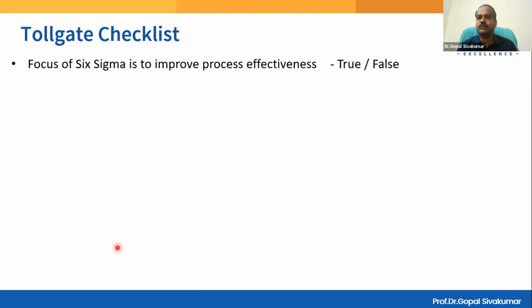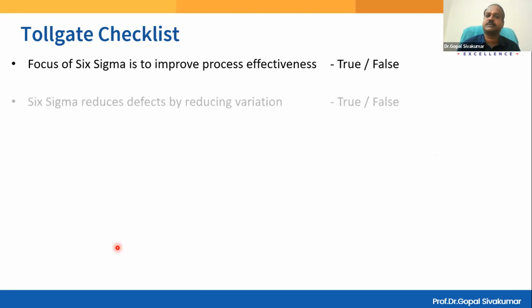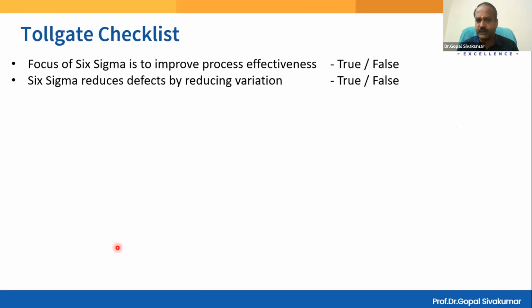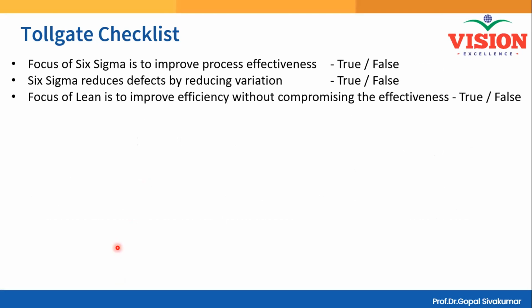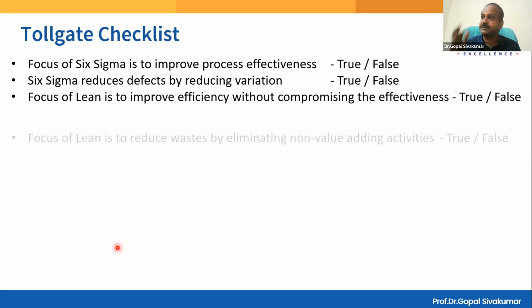Focus of Six Sigma is to improve the process effectiveness. Six Sigma reduces defects by reducing variation. Yes. Good, sir. I reduce the variation on the output by reducing the variations in the input side, right? Focus of Lean is to improve efficiency, but without compromising the effectiveness. Yes. I wanted to ensure the resources are consumed wisely without any compromise on the quality on the other side.